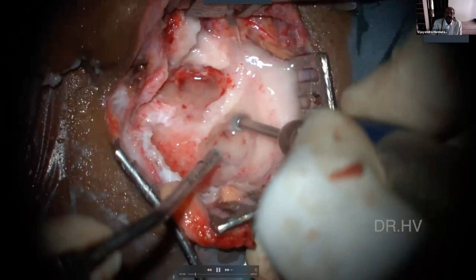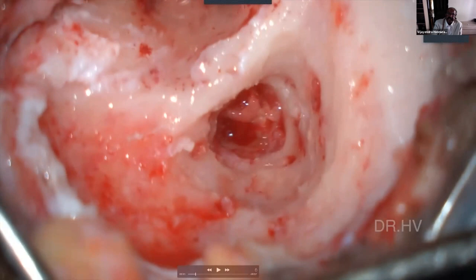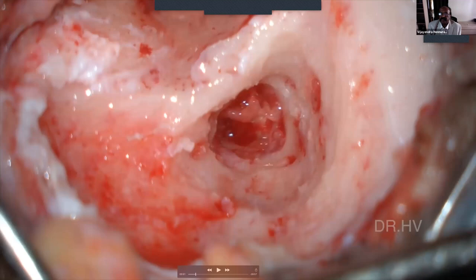So whenever you're planning for a canal wall down procedure, before planning for the canal wall, I always do a mastoidectomy and see the extension of the cholesteatoma. If it is a limited cholesteatoma with an intact sac, then I do the procedure that Ravi showed. If it is the invasive type with a big attic defect, with the malleus head and incus absent, then I do a canal wall down procedure. That's why I first do a cortical mastoidectomy and see the extension of the cholesteatoma.